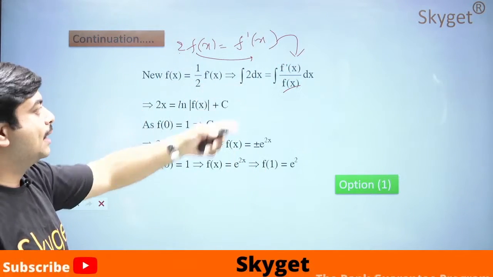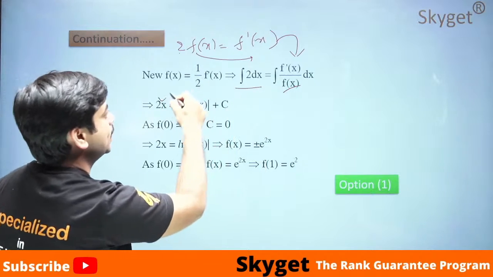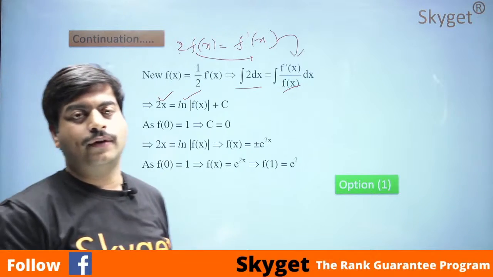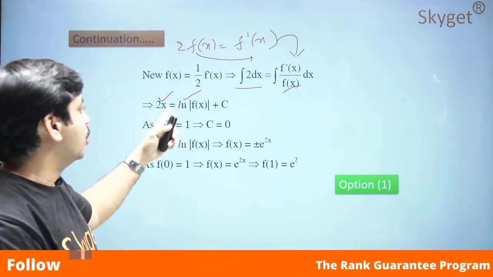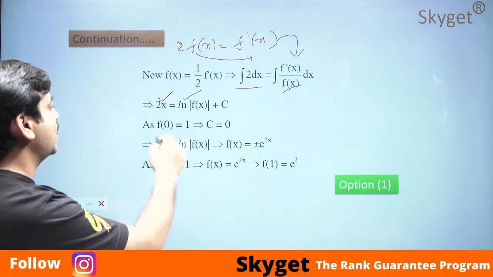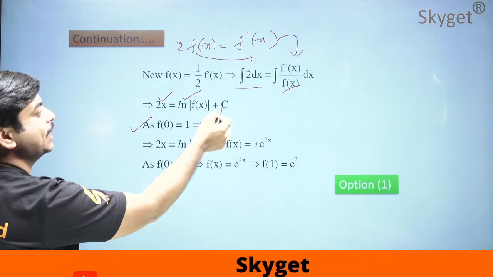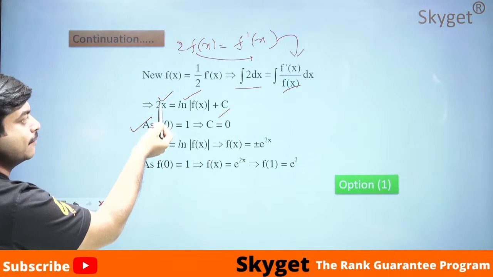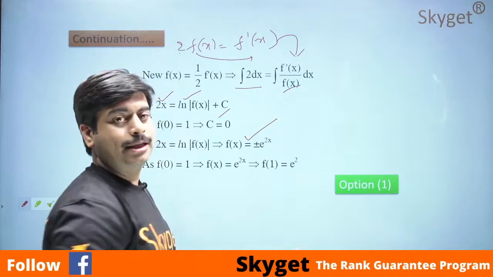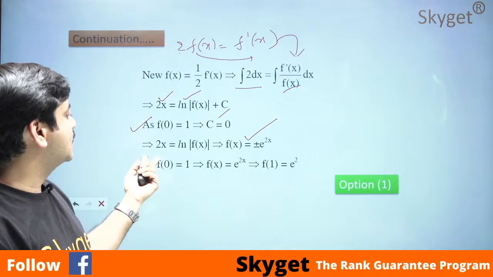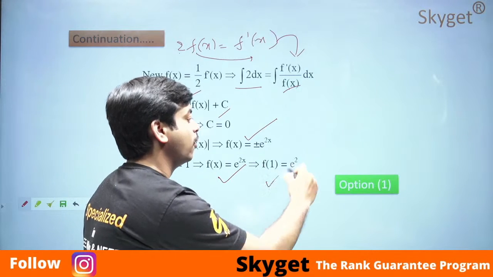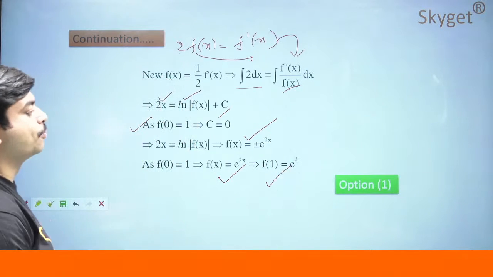Once you integrate that, integral 2 becomes 2x, and f dash x by f of x becomes log of f of x, ln mod f of x, because logarithm is only defined for positive numbers, so that's the reason we keep a mod. And as we have f of 0 equal to 1, from there we will get c equal to 0. Once you substitute x equal to 0 here, you'll get c equal to 0. From there, you'll get the curve f of x equal plus or minus e power 2x. And as f of 0 is equal to 1, you will get f of x equal to e power 2x and f of 1 is equal to e square. So option 1 will be the answer.